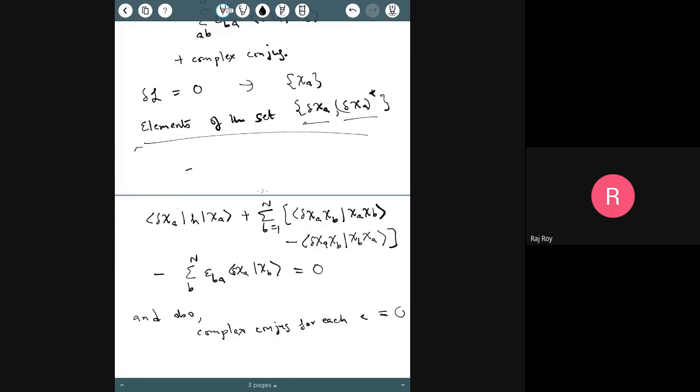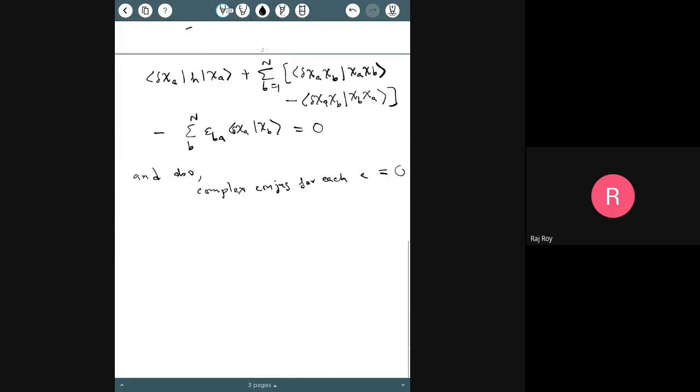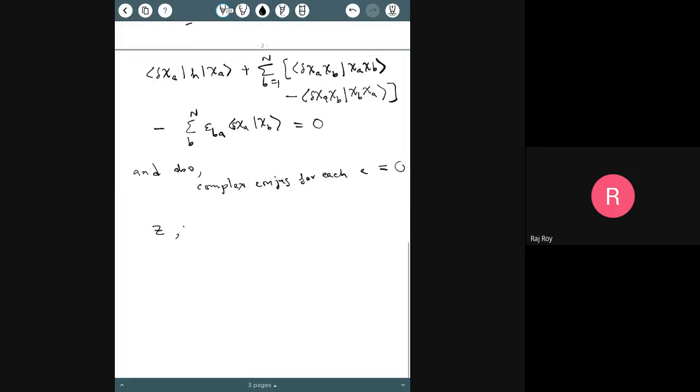So I can understand that I can vary each spin orbital independently. So delta chi A and delta chi B are independent. I don't have a question there. But what about delta chi A and delta chi A star? Are they really independent? So let's say we're only talking about linear independence. Then can anyone tell me why a complex number z and a complex number z bar are linearly independent?